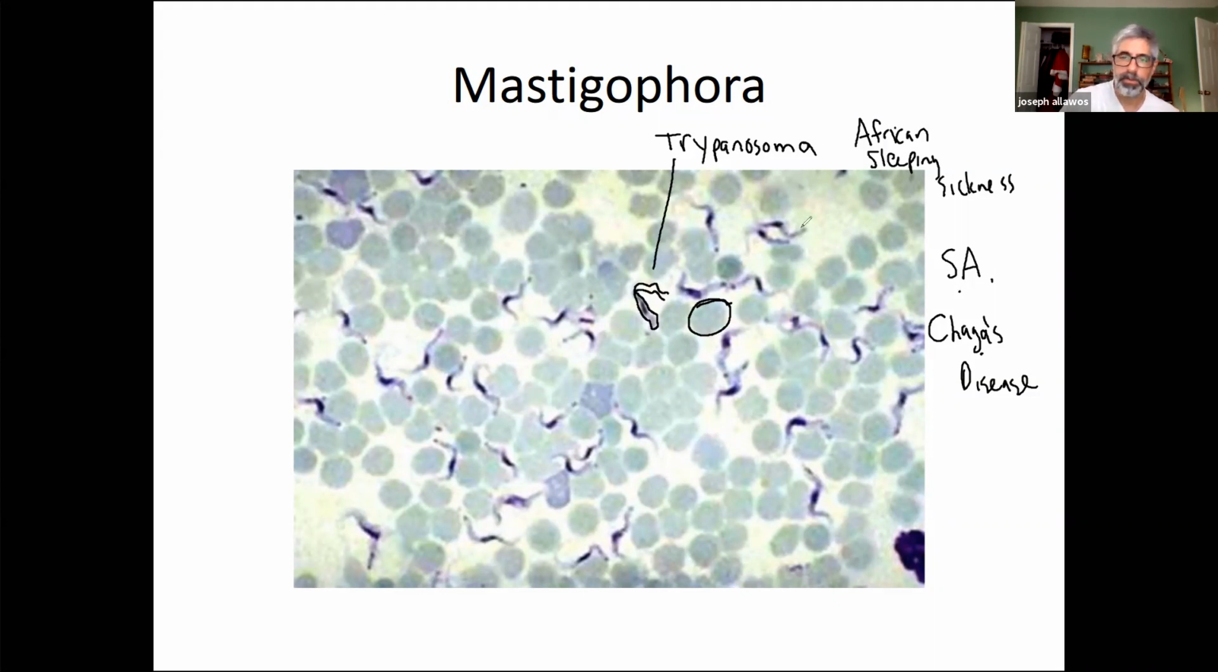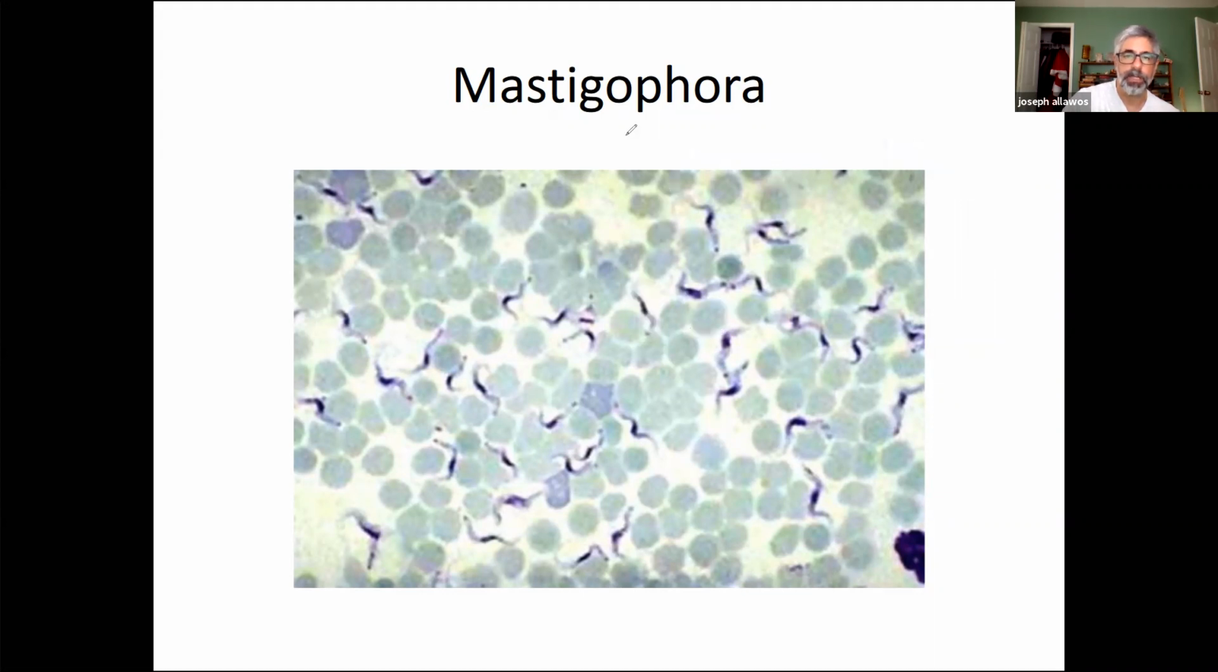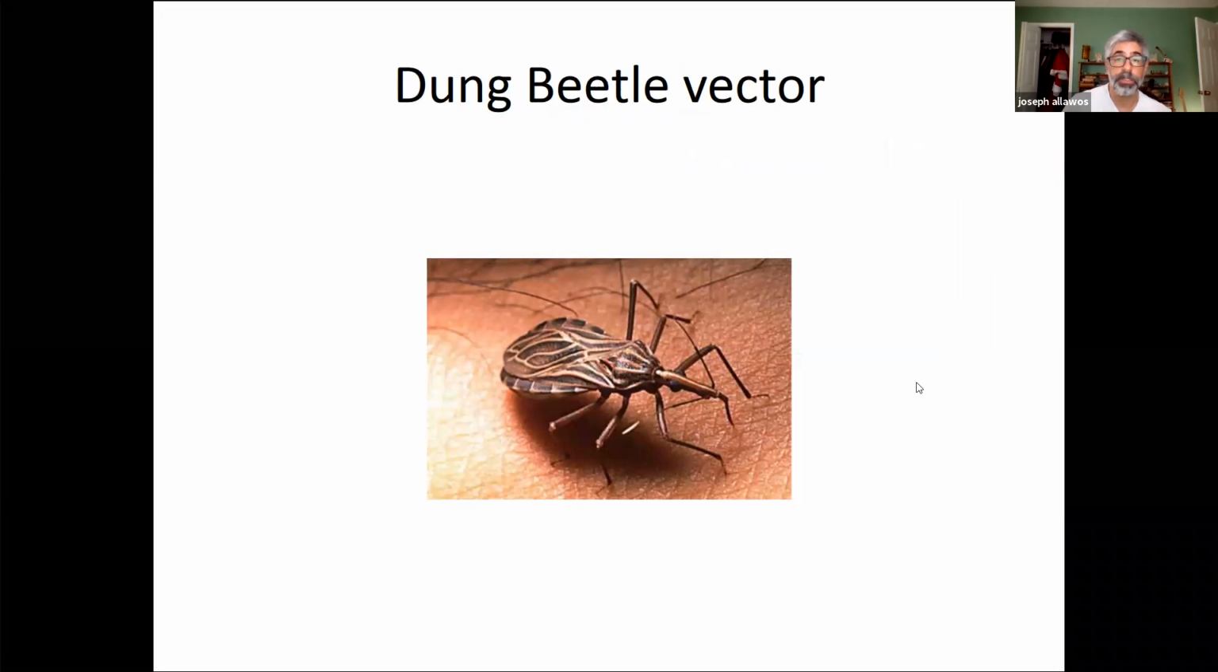We see this disease in Africa as well as South America. And in South America, the disease is called Chagas disease. And let me just say, in Africa, the vector, the thing that moves this parasite around, is the mosquito. In South America, it's the dung beetle. And here's a picture of a dung beetle. You don't want to get bitten by a dung beetle.